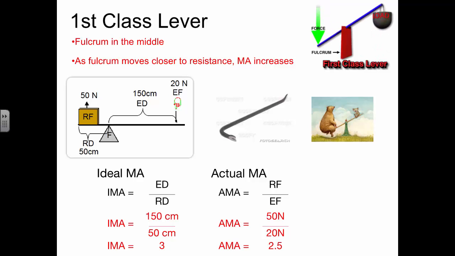If you have the end of a hammer, which is like a crowbar, you have to exert a pretty hard force to remove the nail. Whereas if you have a very long crowbar, you exert much less force because of the resistance distance and the effort distance. A bottle opener: the fulcrum is the little thing that goes on the lid, then you're exerting your force with the hand, and the resistance is the top of the bottle.